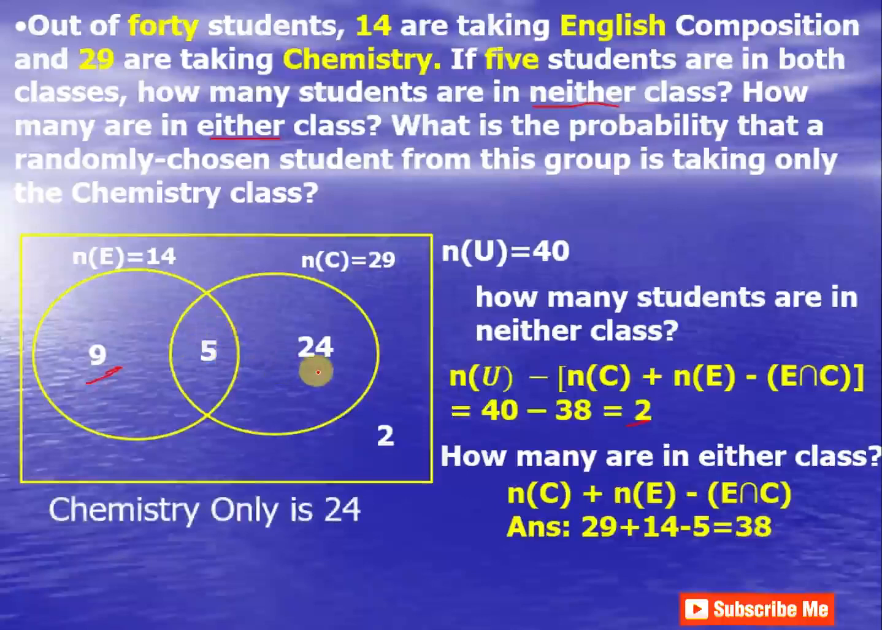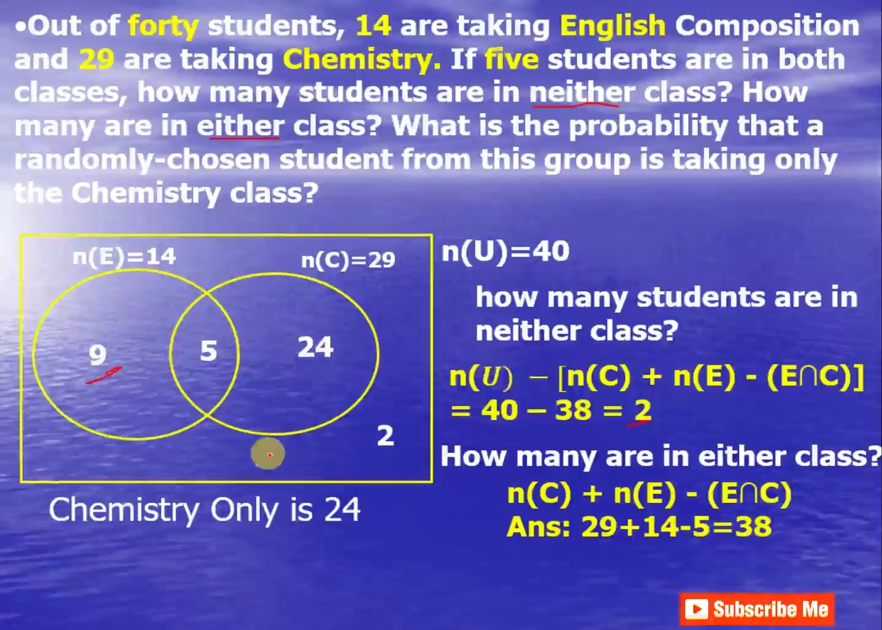Now, the last part of the question is to find the probability that a randomly chosen student from this group is taking only chemistry. Now, only chemistry here is 24. Remember, 24 here is only chemistry. 5 students were taking both English and chemistry, which were part of the 29. But we have to take the 5 students out, leaving 24. And these 24 students only take chemistry.